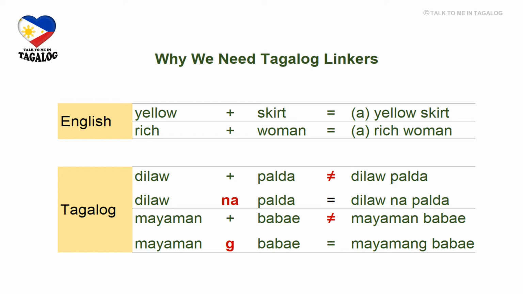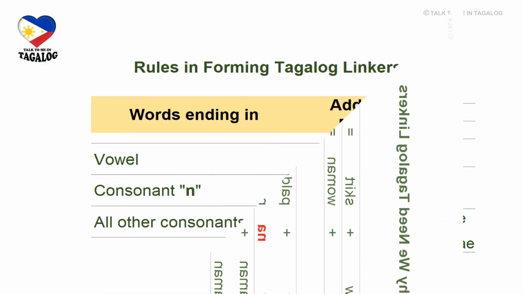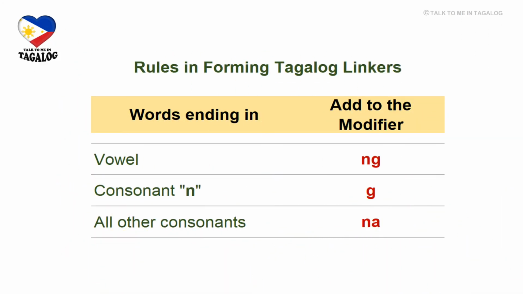So how do we link two Tagalog words? Here are three simple rules that you may follow. For words ending in a vowel, you simply add NG, and for those words ending with an N, you simply add G. And for all the other consonants, you insert the word na between the two words.